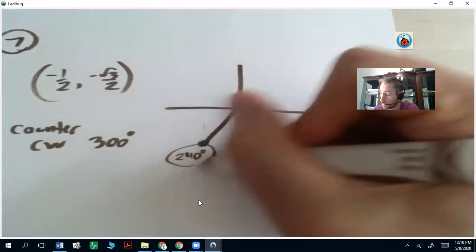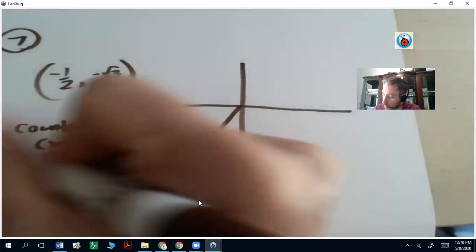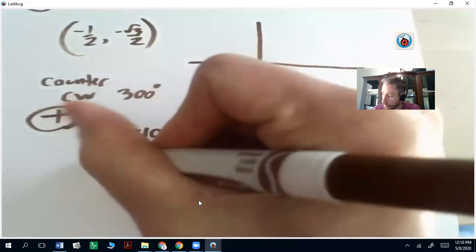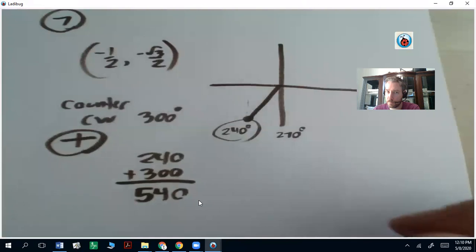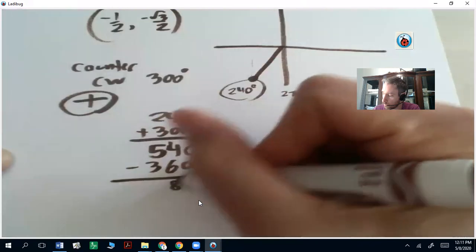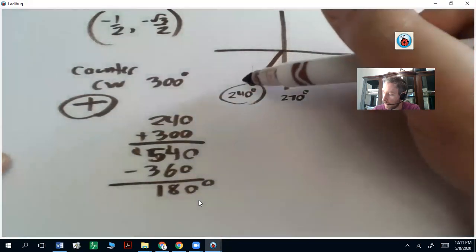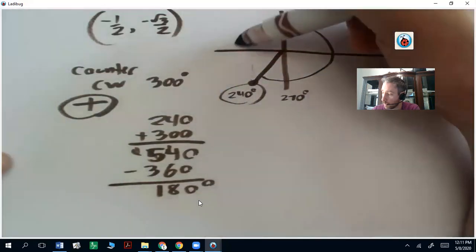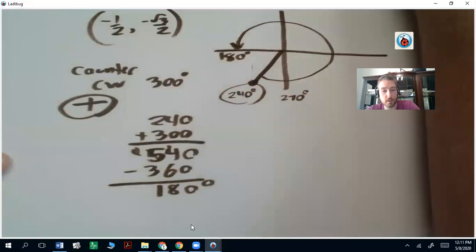Okay, that's 240 degrees. Now we're counterclockwise 300. Counterclockwise means to add. So 240 plus 300 is 540. Too big. Subtract 360. 180 degrees. So if you go clockwise 300, or counterclockwise 300 degrees, you're going to end up right there at 180 degrees. So your answer for this is 180.